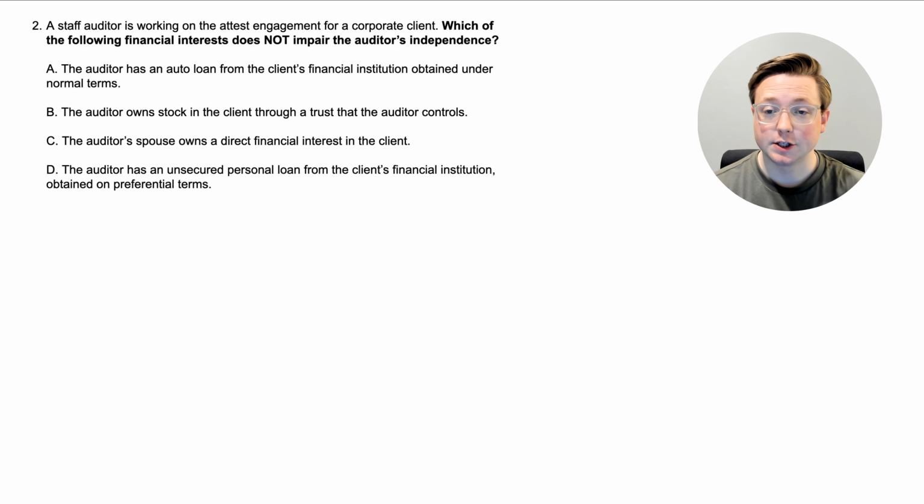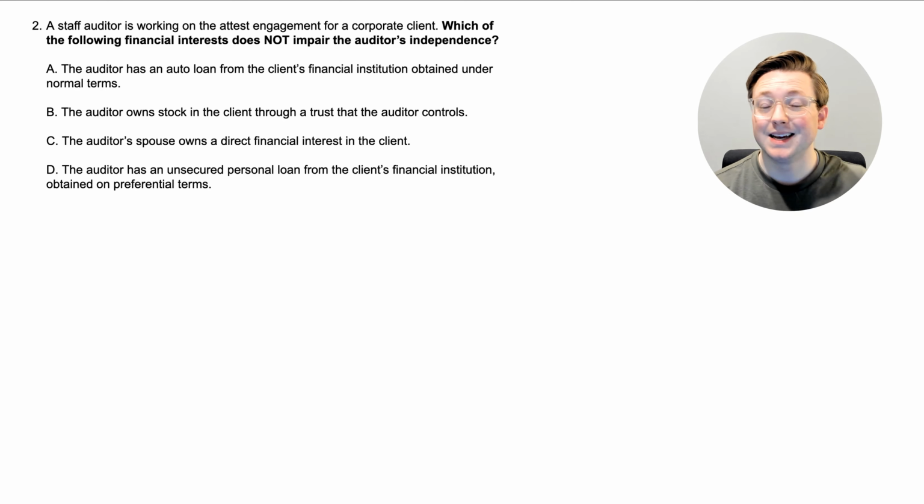All right, here we are at question 2. Which of the following financial interests does not impair the auditor's independence? A staff auditor is working on the attest engagement for a corporate client. So again, which of these financial interests does not impair the auditor's independence? The auditor has an auto loan from the client's financial institution obtained under normal terms. The auditor owns stock in the client through a trust that the auditor controls. The auditor's spouse owns a direct financial interest in the client. Or the auditor has an unsecured personal loan from the client's financial institution obtained on preferential terms.